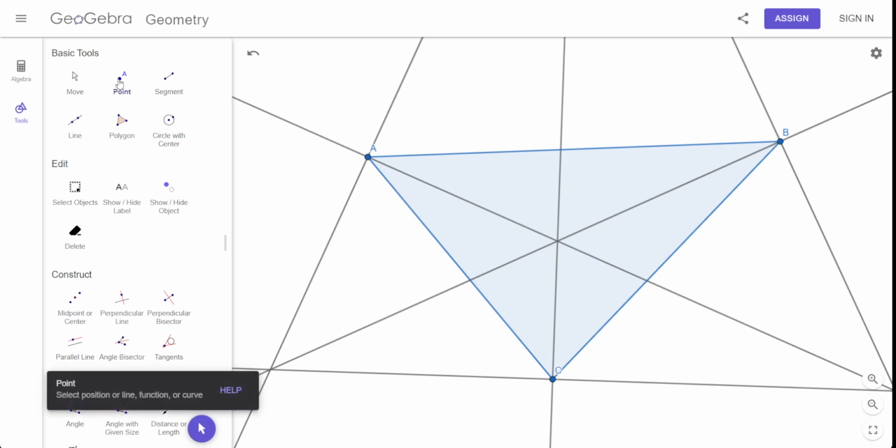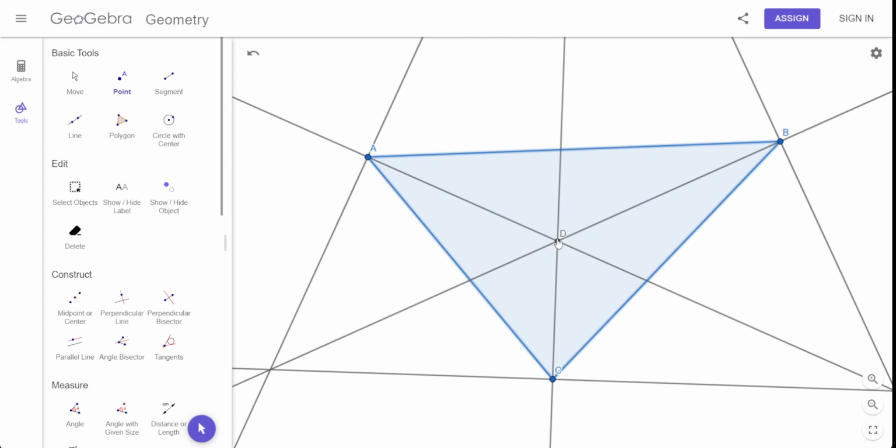So what I'm going to do is put a point right there, and then click on this, I'm going to name it. Guess what I'm going to name it? Let's name it Incenter. How about that? It's a good name for it, right? All right, so that's our Incenter right there.